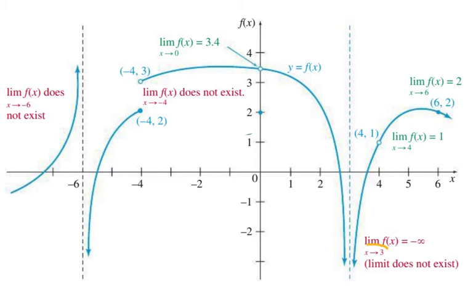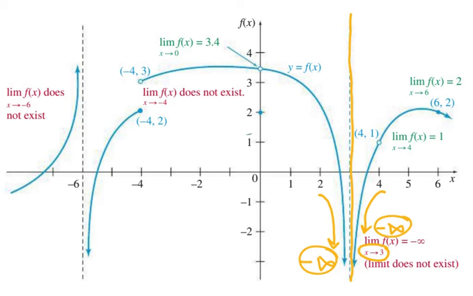Next, we're going to look at as x approaches +3. So at +3, we have this vertical asymptote. As we approach +3 from the left, it looks like my y values go towards -infinity. And as I approach +3 from the right, they also go down towards -infinity. Since both sides go towards -infinity, we're going to say that the limit of this function goes toward -infinity.